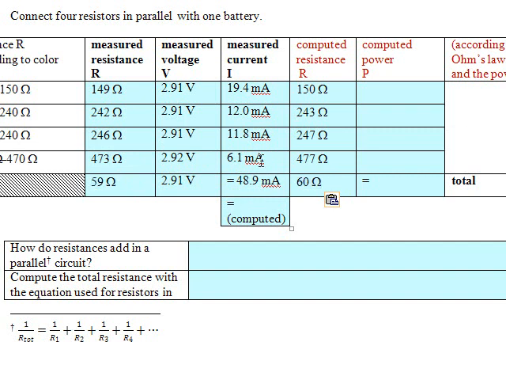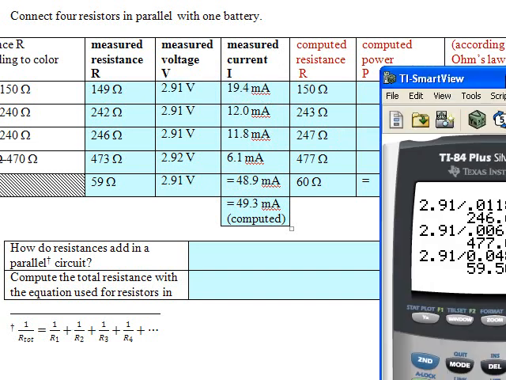Oh, here I forgot one thing, which is add up these numbers here. It's going to be, let's see, 0.4, 0.8, 0.1, that's 0.3, carry 1, that's 20, 32, 43, 49, 49.3 milliamps is the computed one, and again that is within measurement error that these two are not exactly the same but pretty close. The computed power again is voltage times current, so 2.91 times 19.4 and so on.